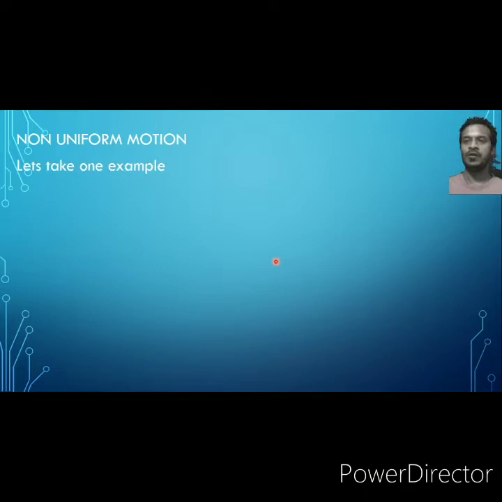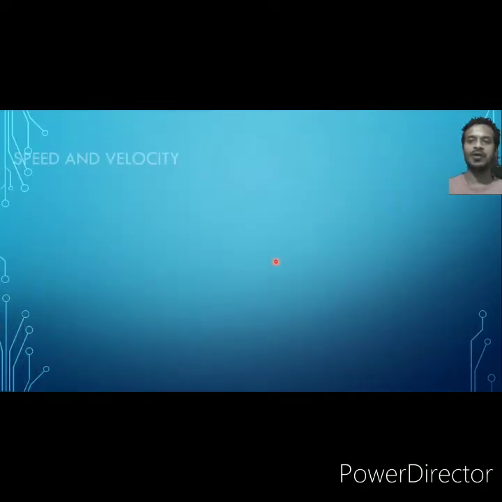Non-uniform motion. Here also we take an example of a moving car, and as the car moves, if we take the history of position and time, then we'll get something like this. Here you can see that the position is changing not equally, right? So this type of motion is called non-uniform motion.